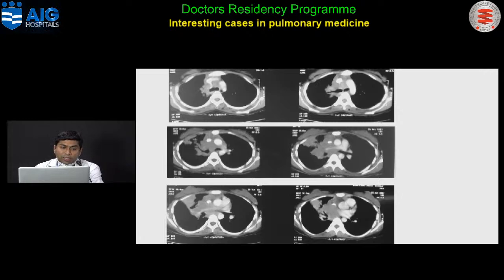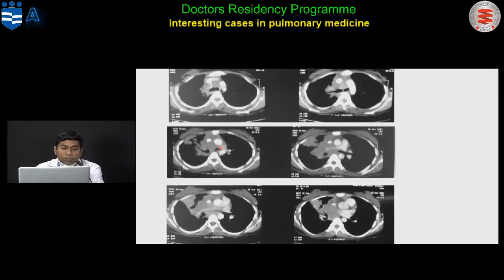You can see that in the CT scan, there is a large mass in the hilum region which is compressing the superior vena cava. You can see that this is the superior vena cava. This is, let me put out the pointer for you. So, this is the superior vena cava which is compressed by the mass.